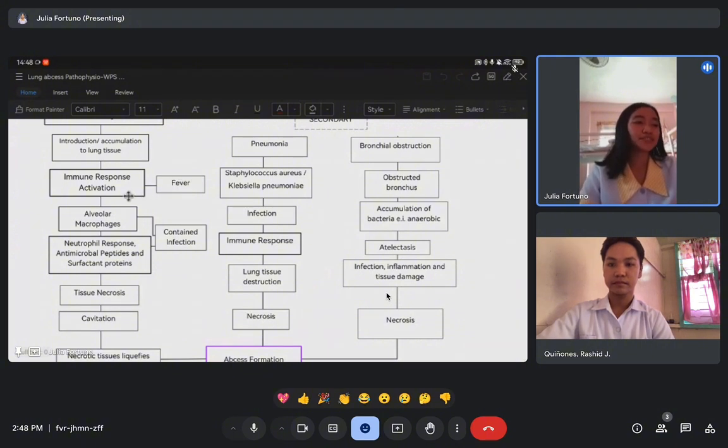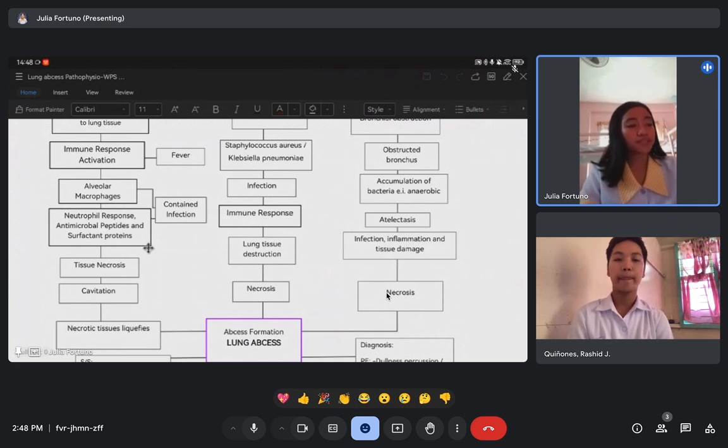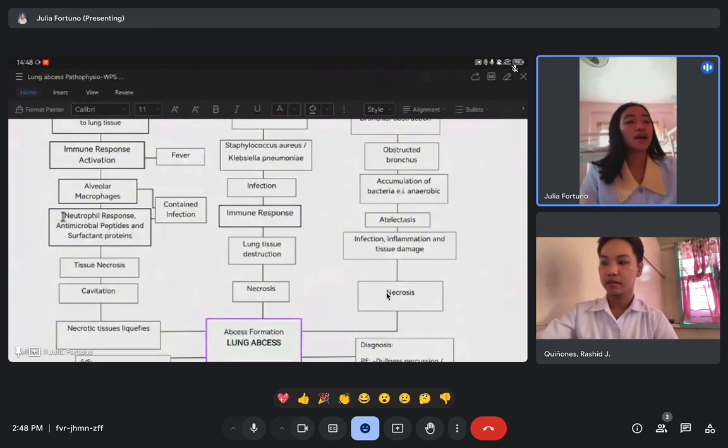Next, during this immune response, alveolar macrophages activate, which fight the microbes or the foreign materials that enter the lungs. If the alveolar macrophages are able to fight the microorganism, it will contain the infection. But if the macrophages were not able to clear the microorganism, the neutrophils will respond, also the antimicrobial peptides and surfactant proteins. So the microorganism was suppressed by this level. The infection may be contained.